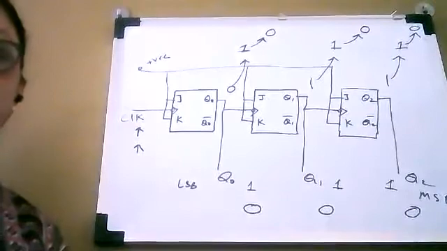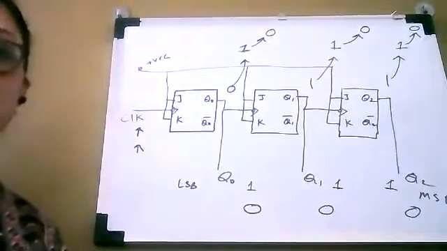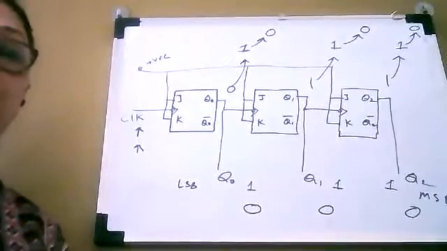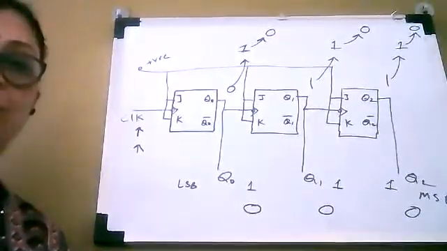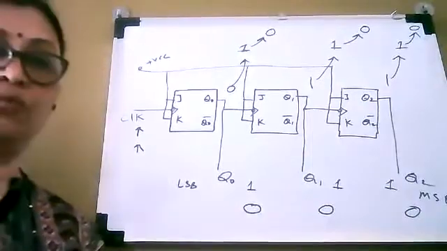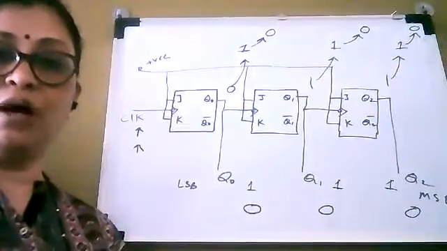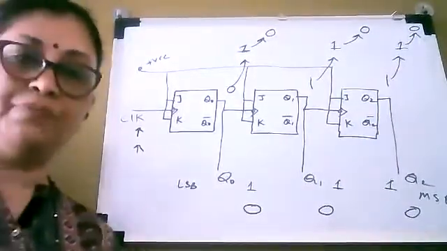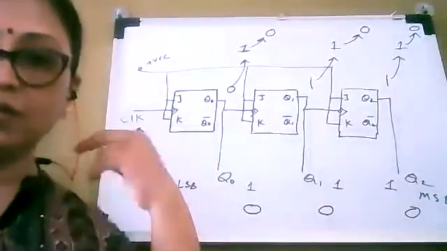Now, two things we want to do: we have to draw the truth table of this counter, and from this truth table, we have to draw the waveform, which is also called a timing diagram of the counter. So these two things we are going to do here. Are you clear about the working of the counter? Please respond in the chat box.